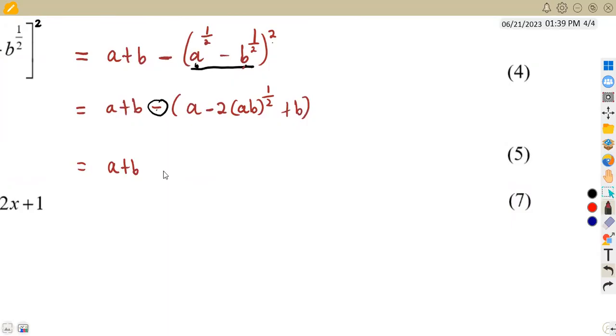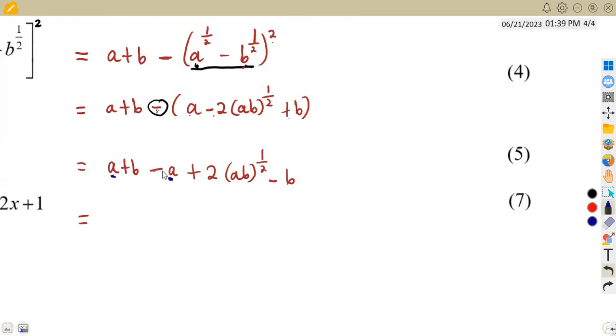So it's minus times a, which is minus a. Minus times minus 2 a to the half b to the half, here it's going to be a positive 2. Remember, I said you can combine this, everything to the exponent of a half. Then minus times b, which is going to be a negative b. So from this part, we can collect like terms since we have expanded our brackets. We've got 1a and negative a.